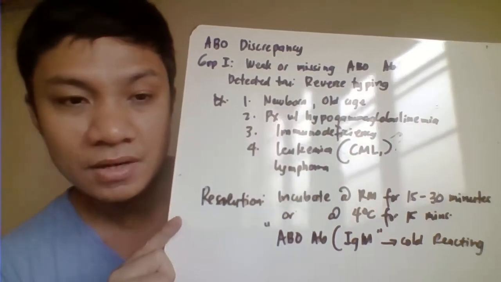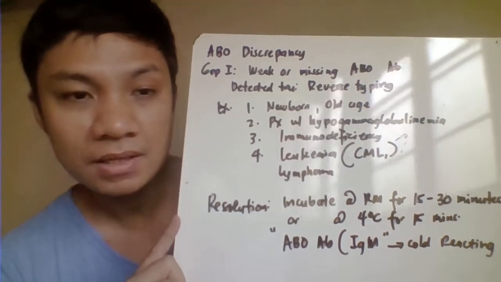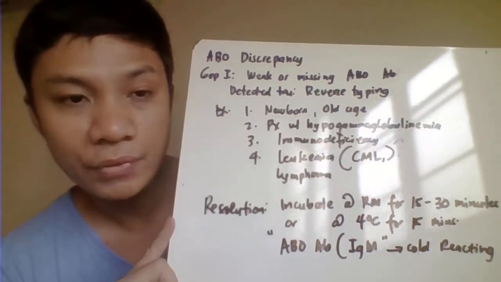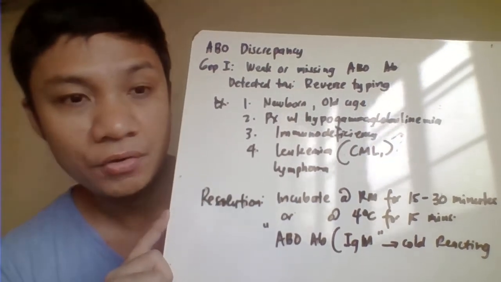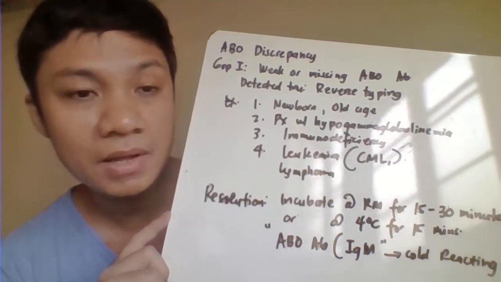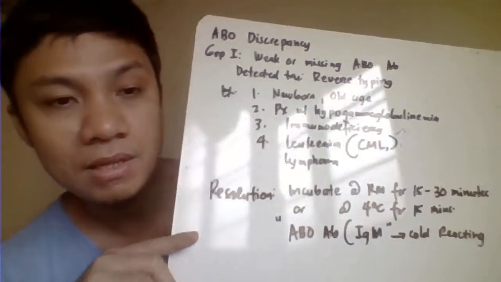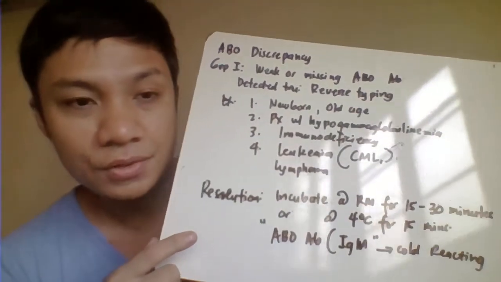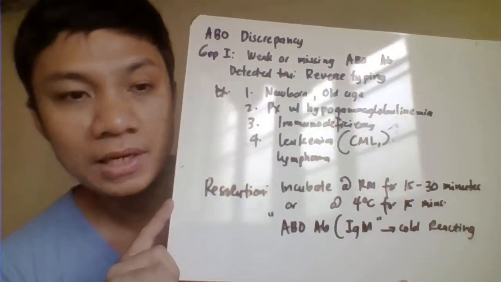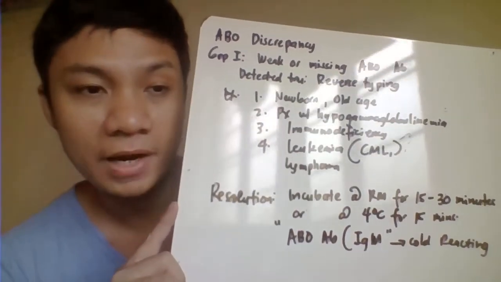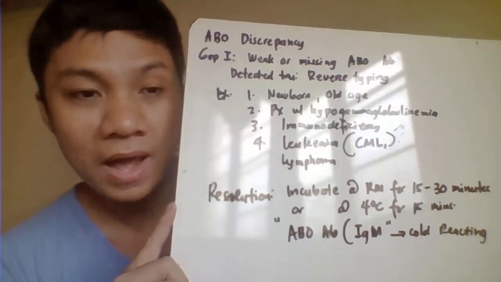To enhance the reaction of our antibodies, remember that your ABO antibody is an IgM antibody, a cold reacting antibody, so you just need to enhance the reaction by incubating it at room temperature for 15 to 30 minutes. Or you could also use a lower temperature, 4 degrees for 15 minutes. That would enhance the reactivity of our ABO antibodies, which are IgM antibodies, which are cold reacting antibodies.